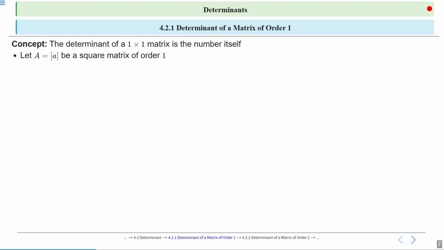If we want to find the determinant of a 1 cross 1 matrix, there is only one element in that matrix. So let A be a square matrix of order 1, that is 1 row and 1 column. So there is only one element. In this case, the determinant of A is defined to be equal to a. That is, determinant of A is equal to a.